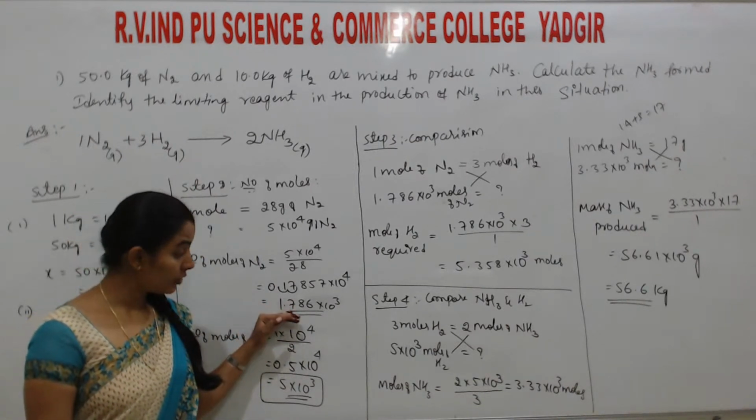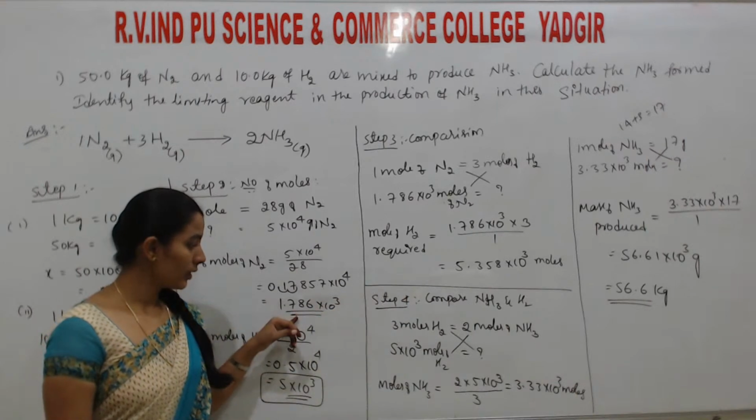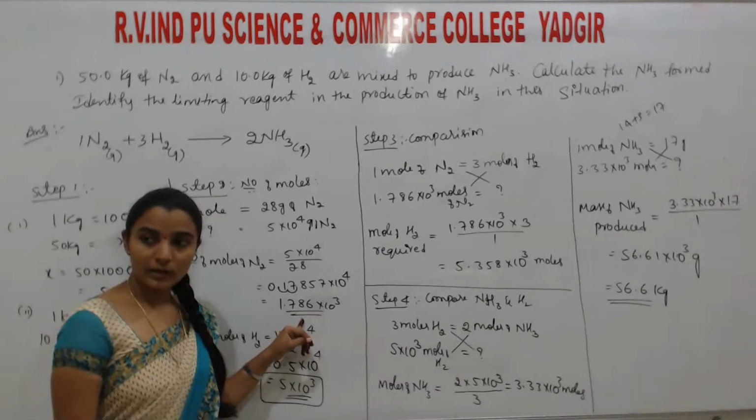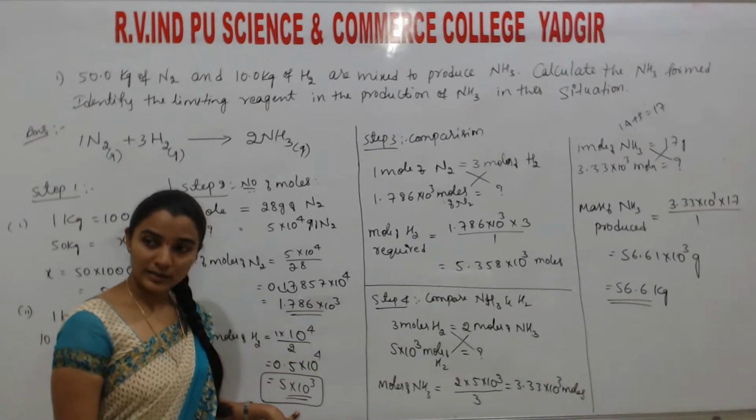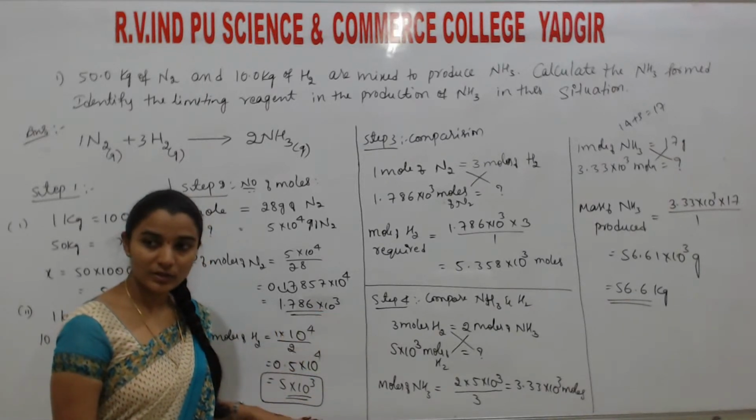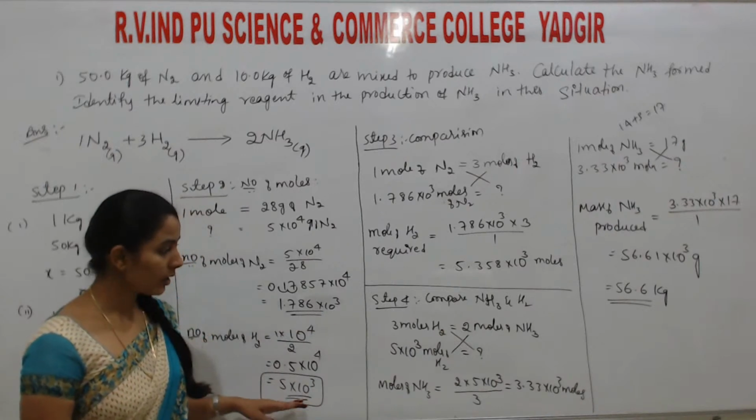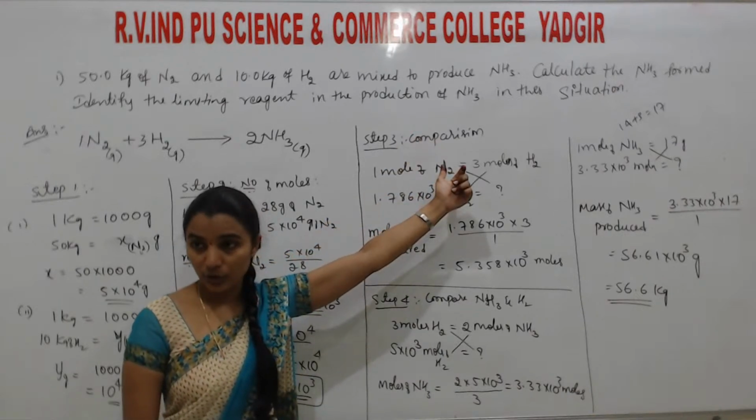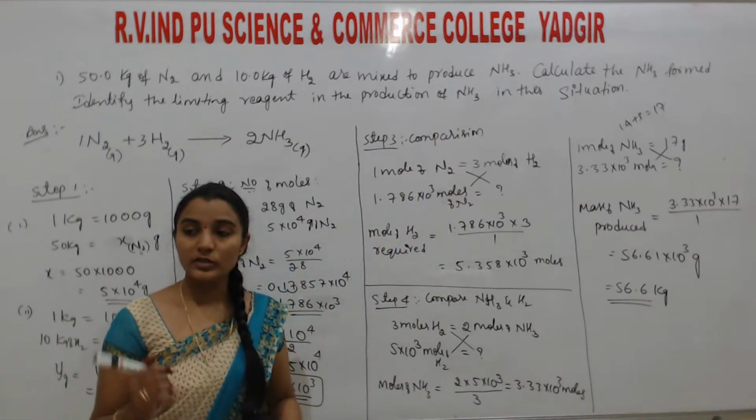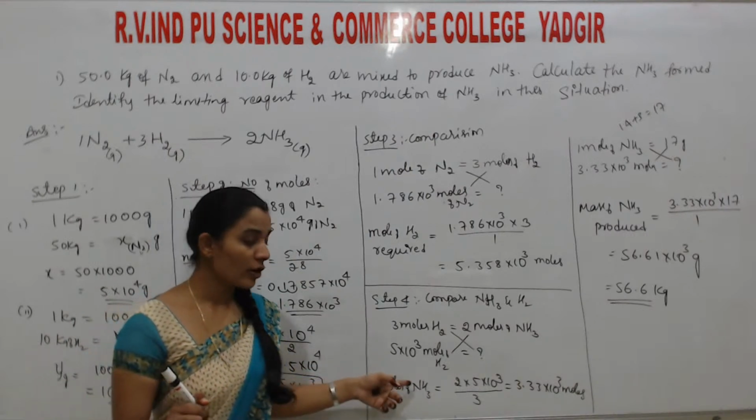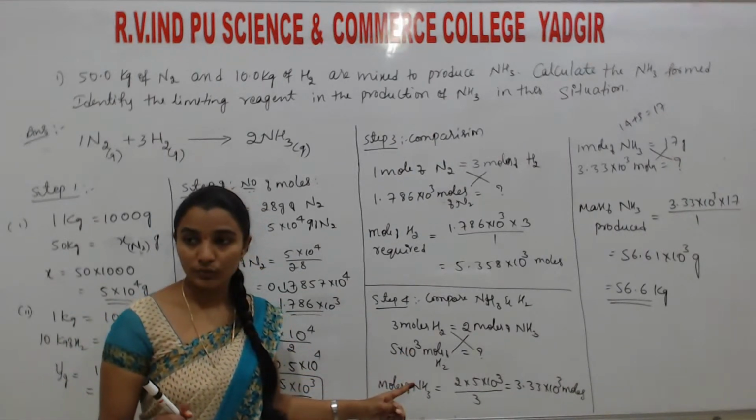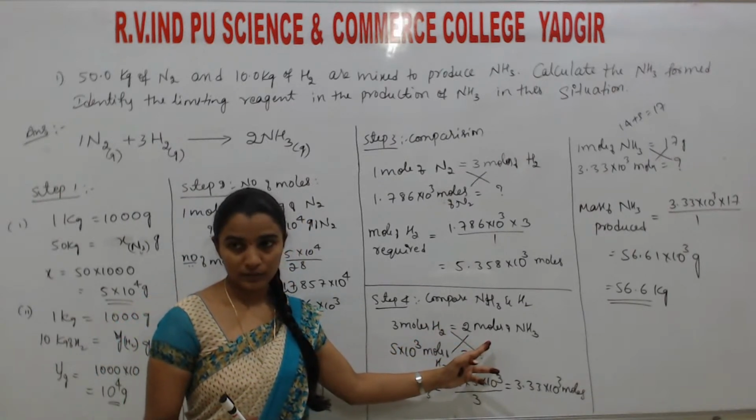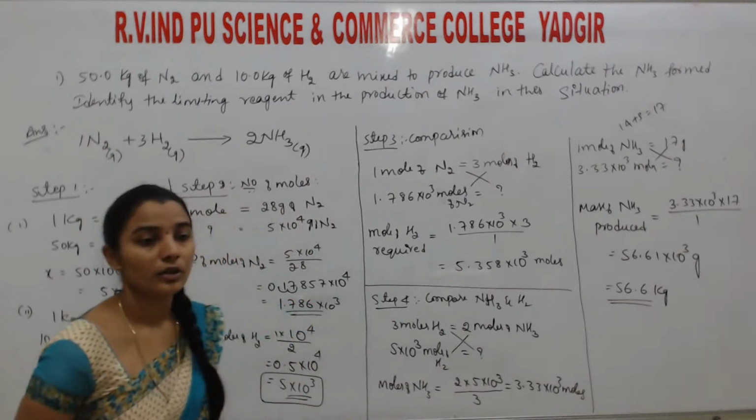Here, the N2 we require is 1.66. That means this is in excess, and this is in less quantity. That means this is the limiting reagent. Then step 4, because we require how much ammonia is produced. Limiting reagent means the product depends upon the concentration of H2. So we have to compare this with this. This is all about the problem.